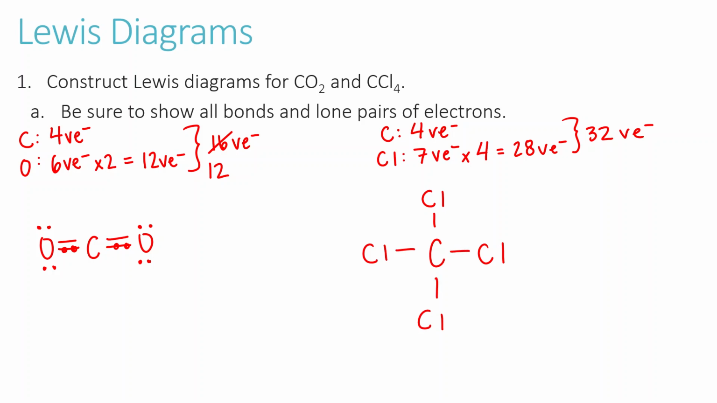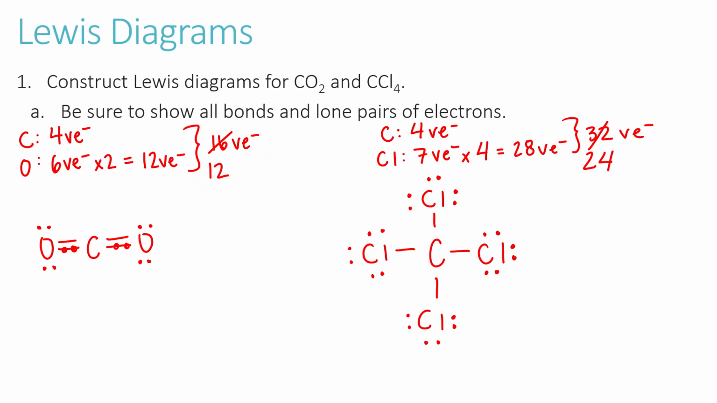Each of those single bonds is 2 electrons. So I've added 2, 4, 6, 8 electrons so far. That's going to leave me with a total of 24 valence electrons. So now I'm going to take those and distribute them around the outer atoms. So there's 12, 18, and now 24.